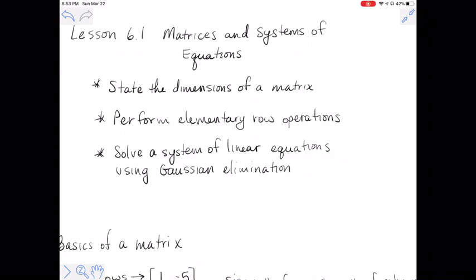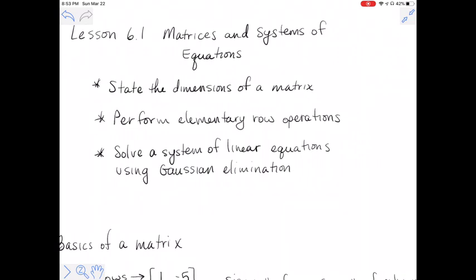All right, this is for section 6.1, matrices and system of equations. So we're going to introduce what a matrix is, most likely a new topic for most of you. A matrix can be used for a variety of things. We're going to see it here in section 6.1 to solve a system of equations. And that's why these two chapters are usually taught in the same unit.